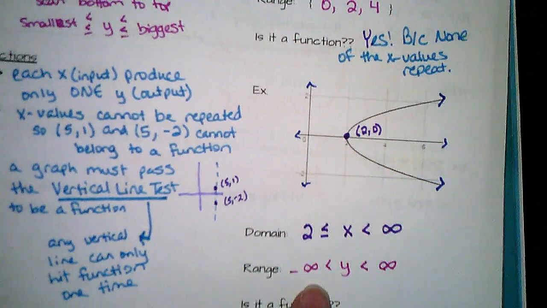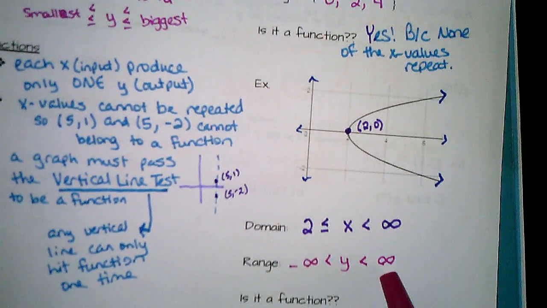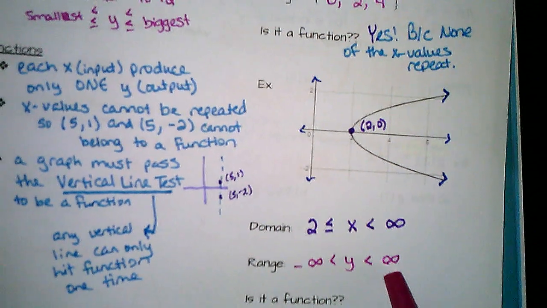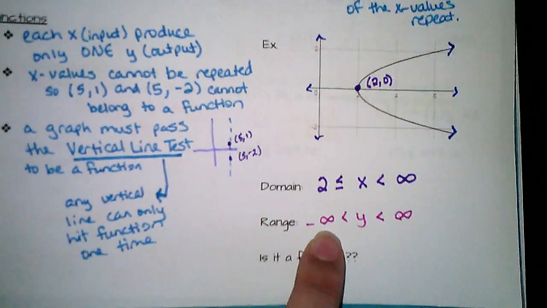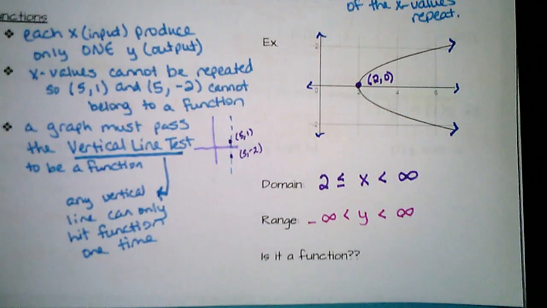And just a little cheat code, if you have infinity on the left, it will always be negative because it needs to be the smallest number. And if you have infinity on the right, it will always be positive because it needs to be the largest number. So if you have a negative sign, it would only ever be on your left-hand side. You never see it on the right-hand side.